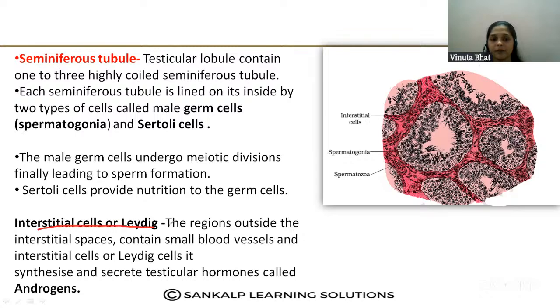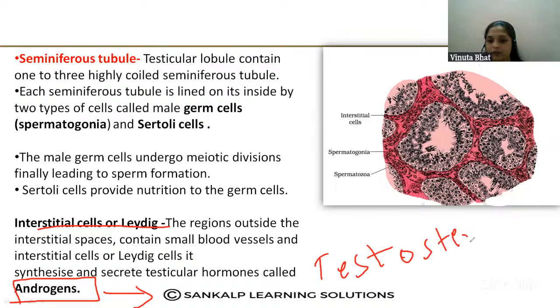Very important: they are not present inside this. They are present in the region outside, in the interstitial space. So what is the function of interstitial cells? These interstitial cells synthesize a hormone called androgen, also called testosterone. What is the function of this androgen? Androgen helps in the development of the secondary sexual characters in males.